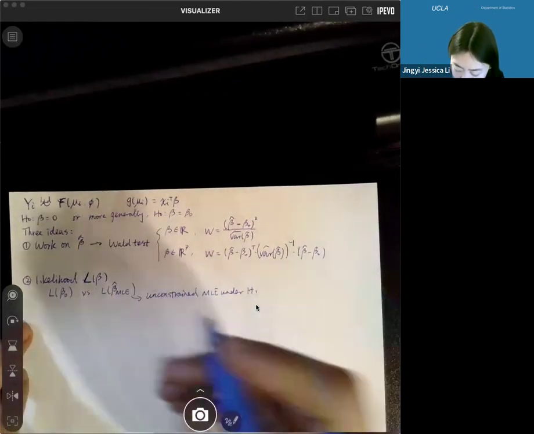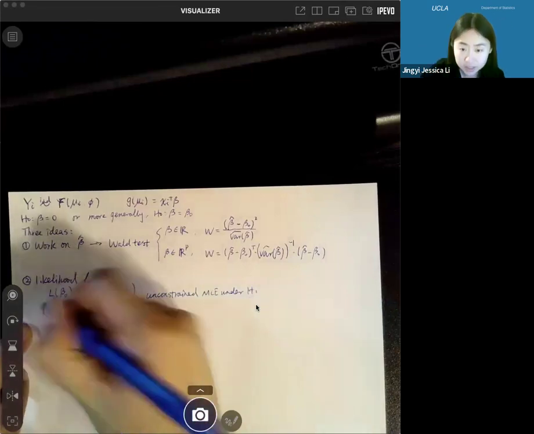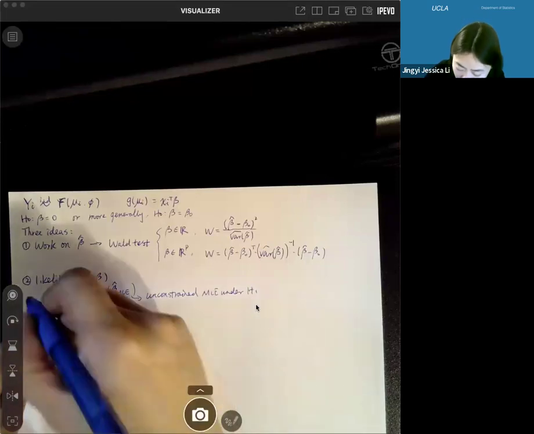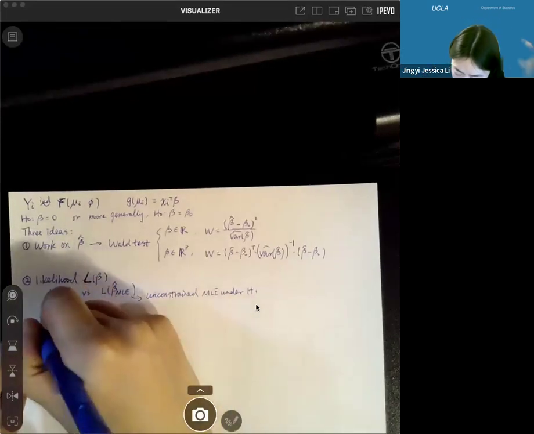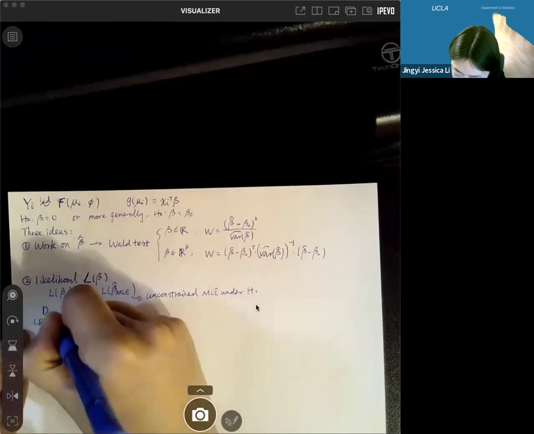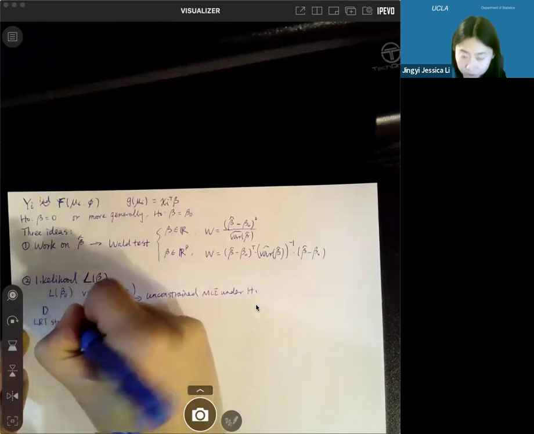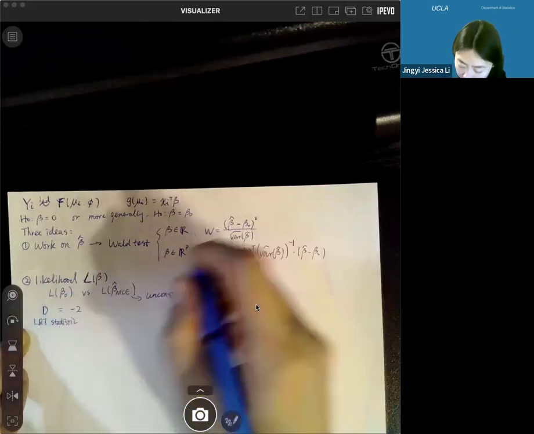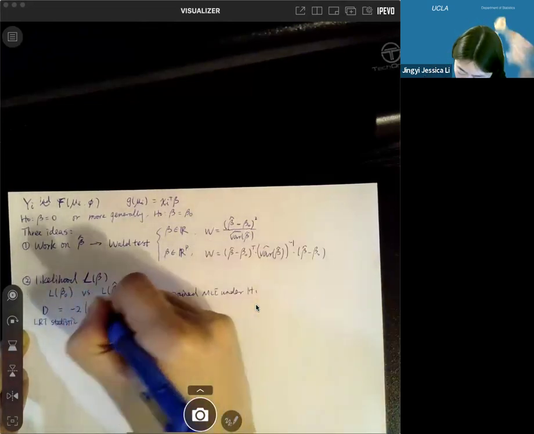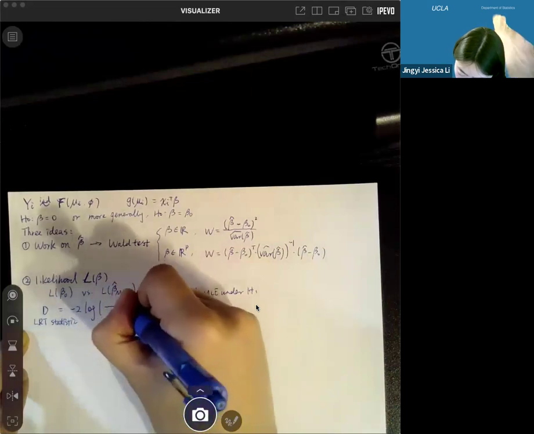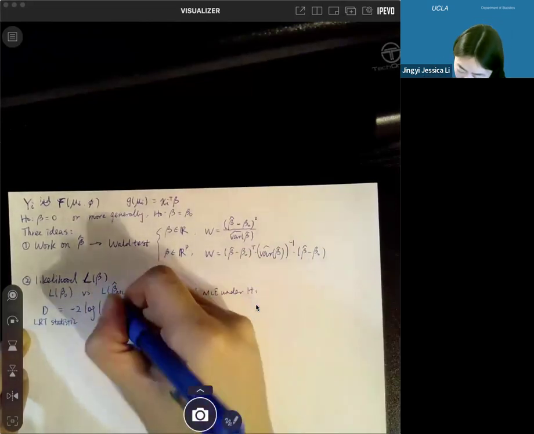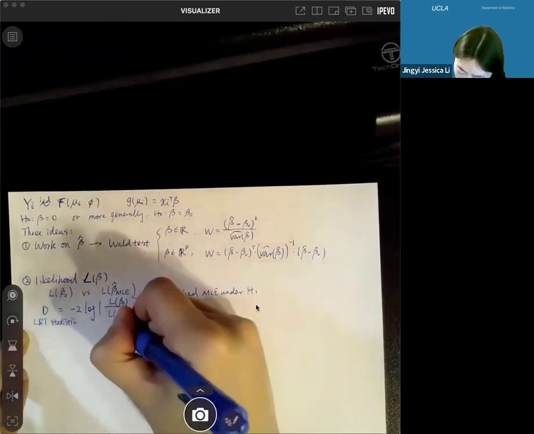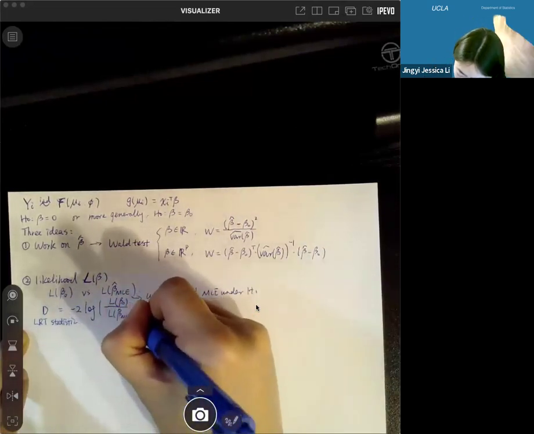Then in this case, the statistic, which we call the likelihood ratio statistic, is commonly referred to as the LRT statistic. If you see people use this term, it's referring to this statistic defined as -2 times the log of the ratio with the constrained likelihood as the numerator and the unconstrained likelihood as the denominator.